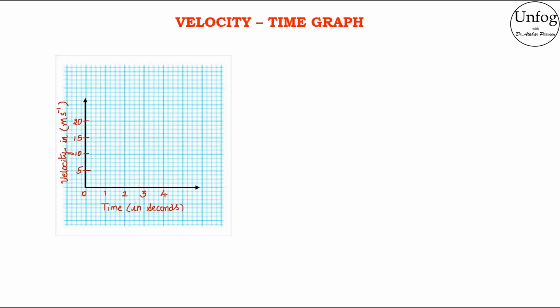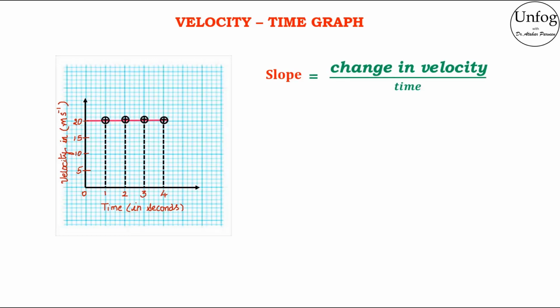In a velocity time graph, velocity is plotted on the y-axis and time is plotted on the x-axis. If the velocity time graph is parallel to the time axis, then the body is moving with uniform velocity, which means there is no change in velocity. Therefore, the slope is equal to 0. The slope of the VT graph is equal to change in velocity upon time, and this is acceleration. Therefore, acceleration is equal to 0 as slope is equal to 0.